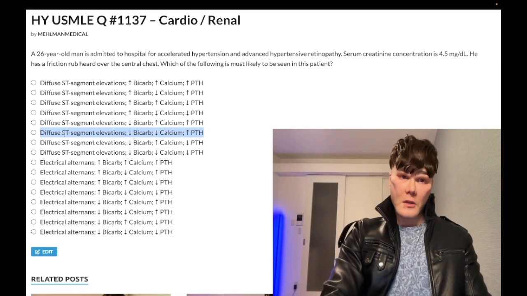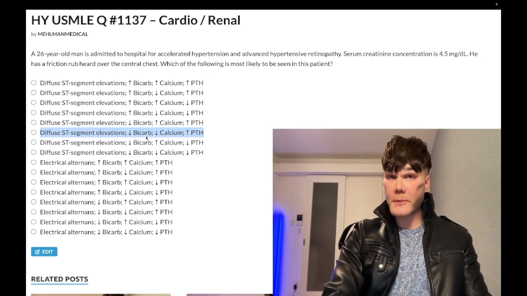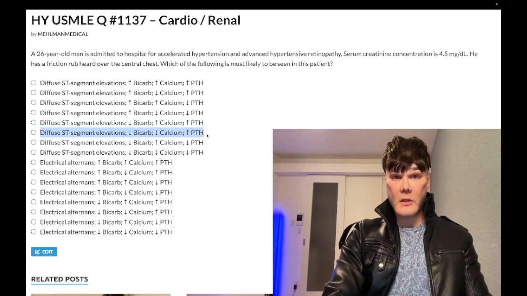So we've got diffuse ST segment elevations. We've got a uremic pericarditis here. You've got a high anion gap metabolic acidosis, decreased bicarbonate. You're going to have decreased calcium with decreased active 1,25-D3. And then PTH is going to go up to compensate. Okay, it's called secondary hyperparathyroidism.